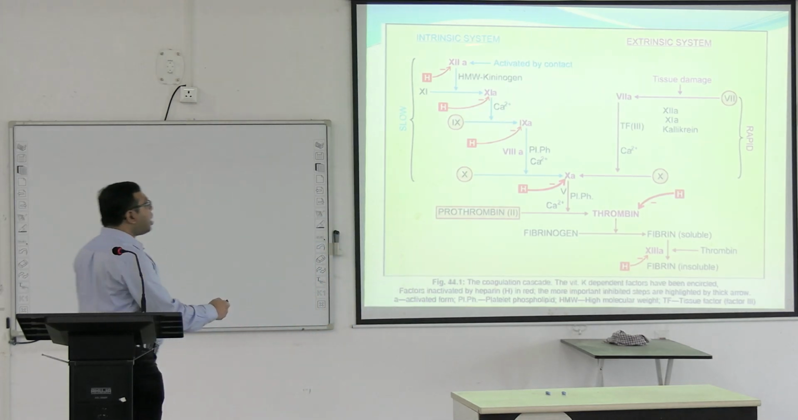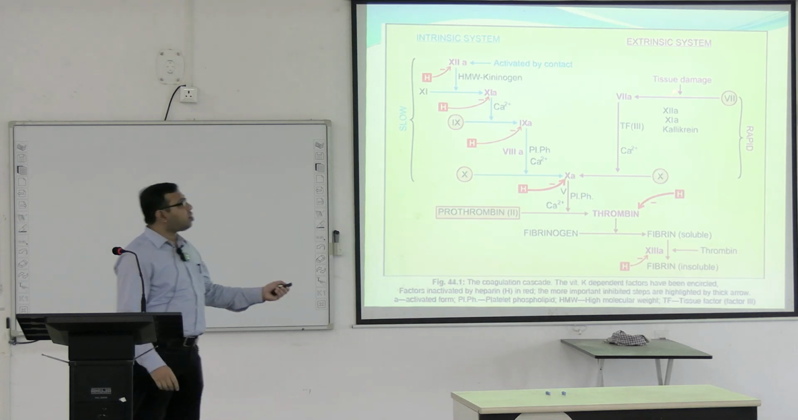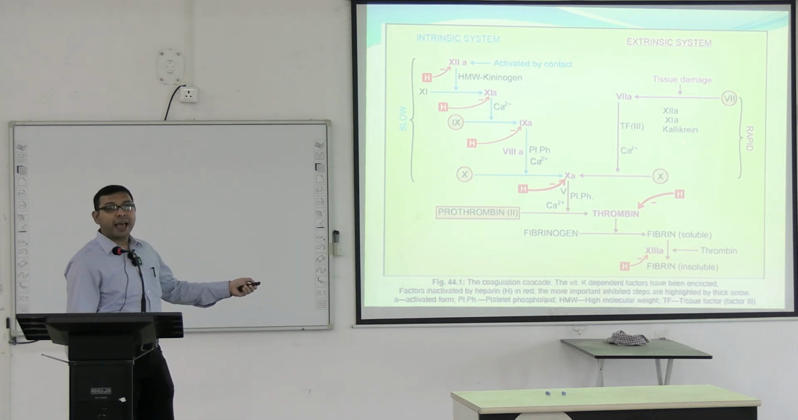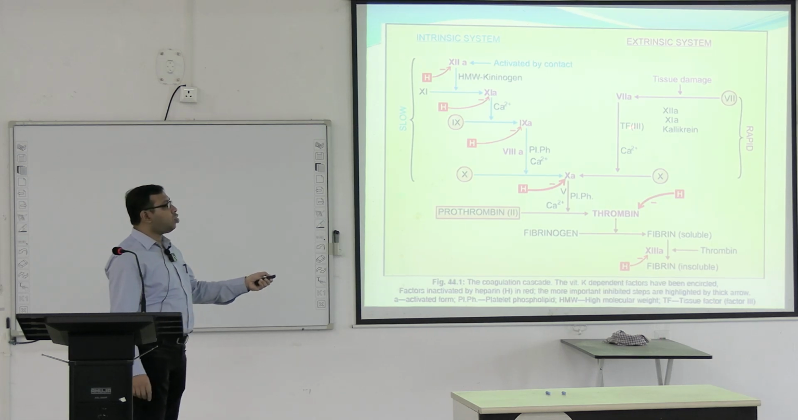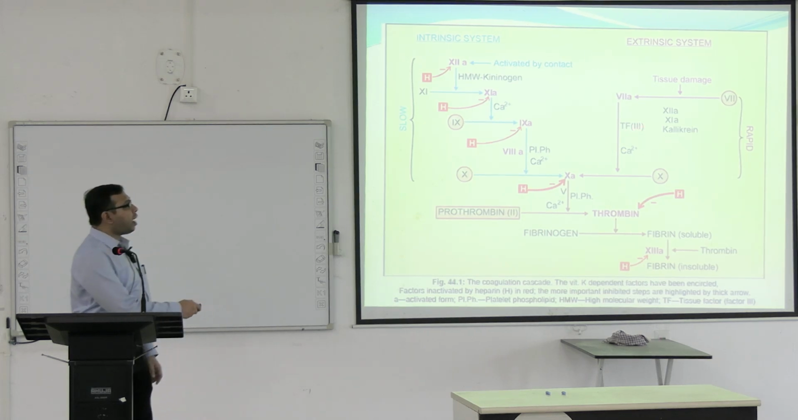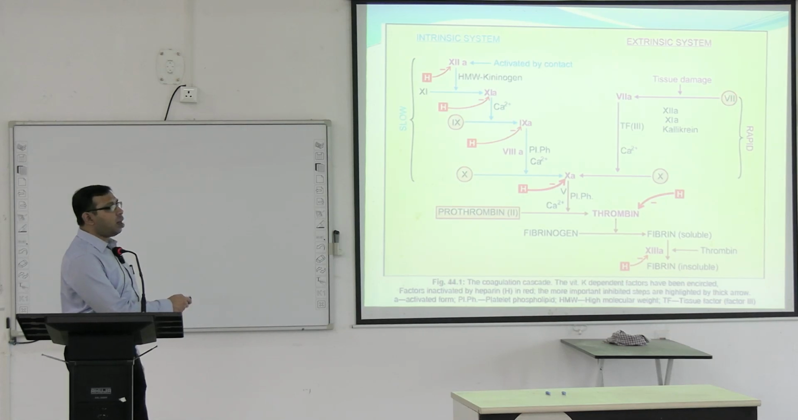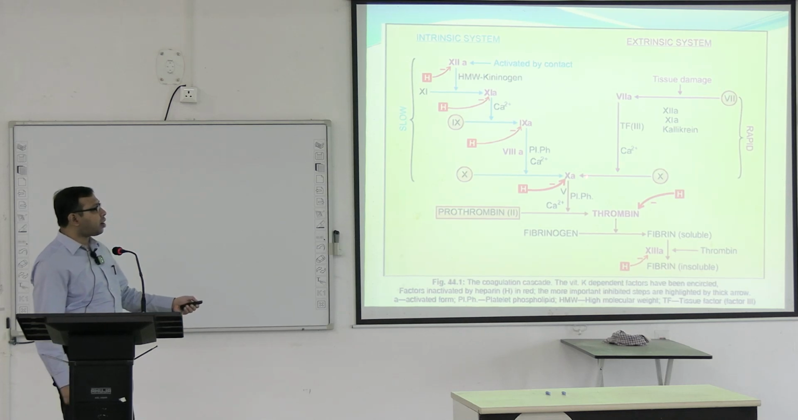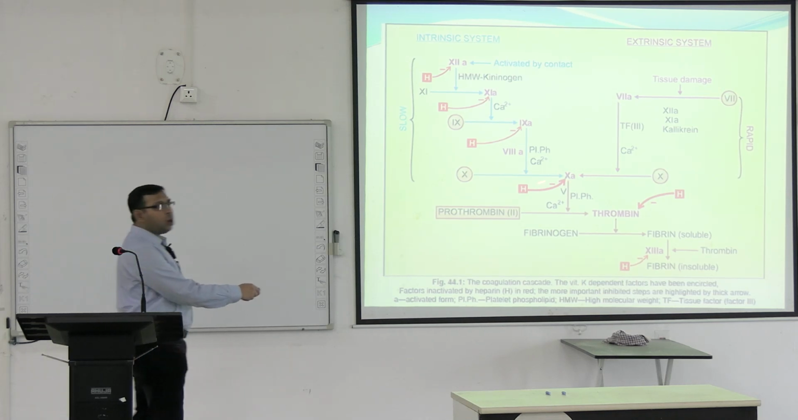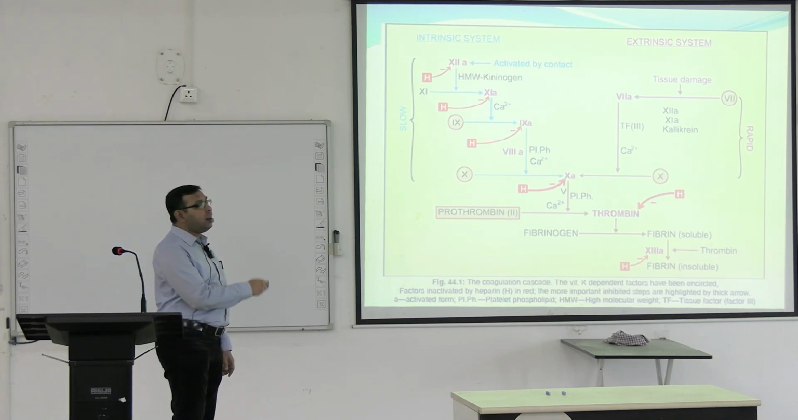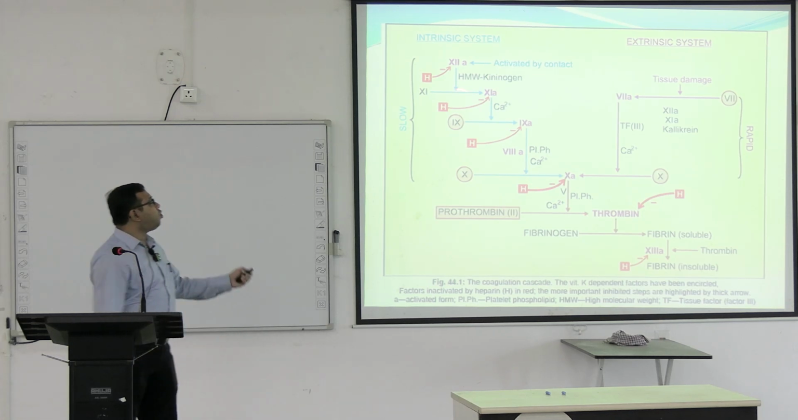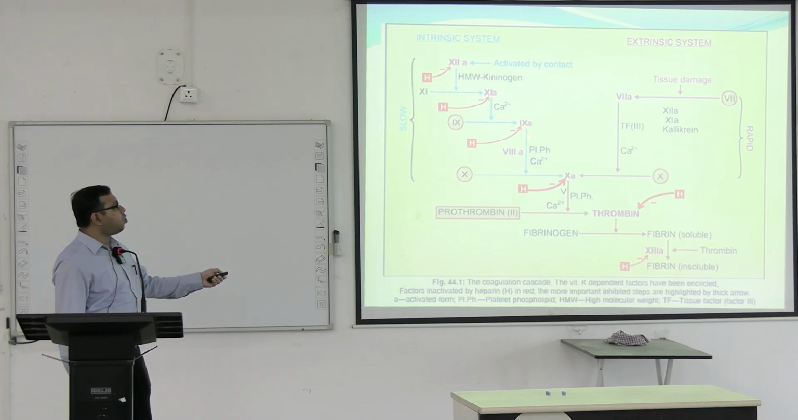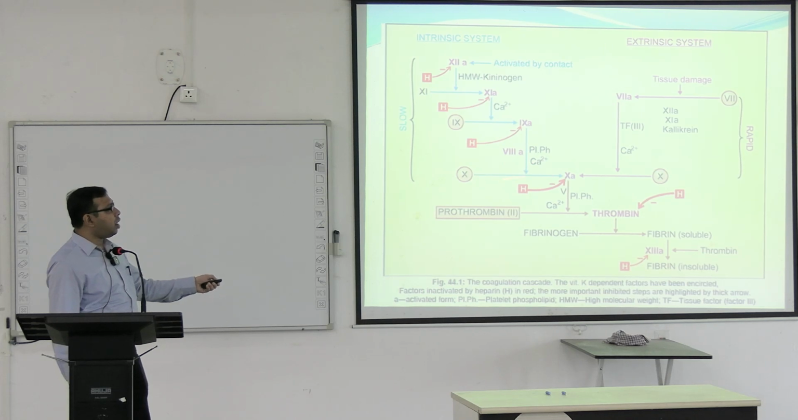Okay. So this is the intrinsic system, extrinsic system. When there is a cut, usually the extrinsic system is activated, and this is activated when there is tissue damage. So tissue factor 3 is released, and by means of calcium, you can see factor 7 is activated to 7A, and that activates 10 to 10A, and this is the common factor. And when this is activated, there will be a backward activation of the intrinsic system also. So 12A is converted to 11A, 11A to 9A, 9A by means of 8A to 10A, and this is the common pathway of the intrinsic and extrinsic system.